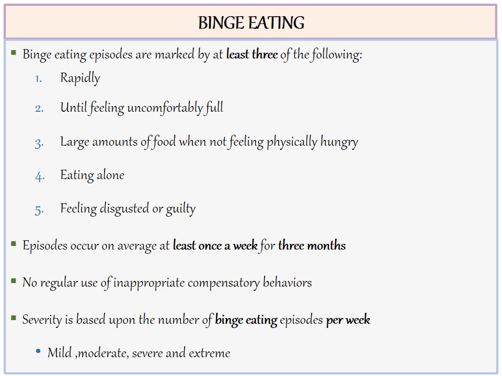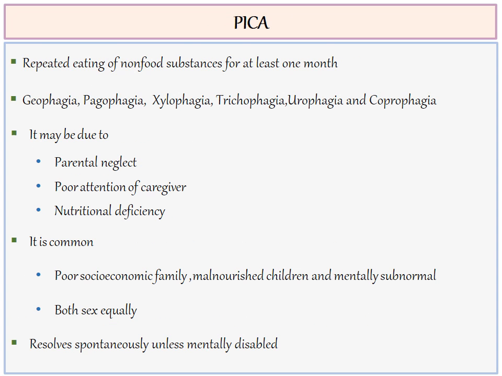Severity is based upon the number of binge eating episodes per week. Mild is 1 to 3 episodes per week, moderate 4 to 7, severe 8 to 13, extreme 14 or more episodes per week. Pica is repeated eating of non-food substances for at least 1 month: geophagia, pagophagia, xylophagia, trichophagia, urophagia, and coprophagia. It may be due to parental neglect, poor attention of the caregiver, or nutritional deficiency. It is common in poor socioeconomic families, malnourished children, and the mentally subnormal. Both sexes are equally affected, and it resolves spontaneously unless the child is mentally disabled.